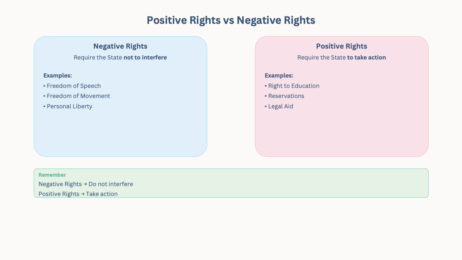Negative rights mean do not interfere. My life, my rules. Negative rights do that. And positive right means please help us. When you're in need of help, the state should take action.